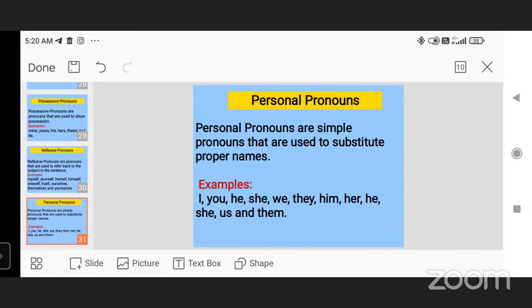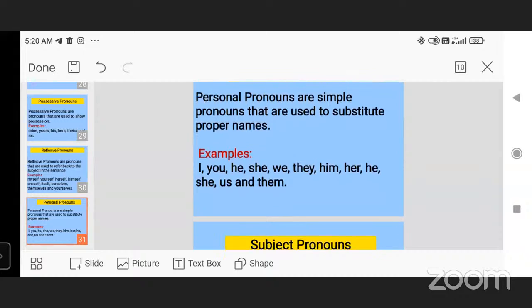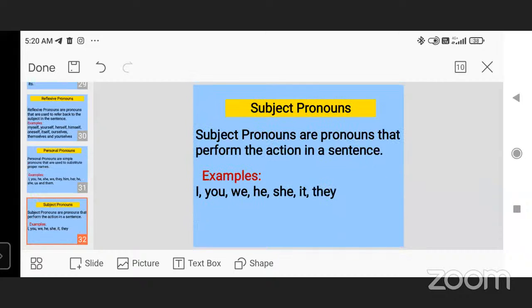Okay. So in this personal pronoun, we have two types. Let's see what they are. One is the subjective pronoun. The other one is the objective pronoun. Let's see the subjective pronoun first. Subjective pronouns are pronouns that perform the action in a sentence.